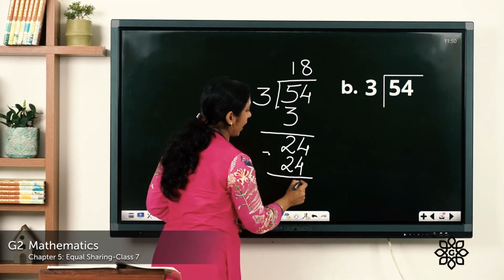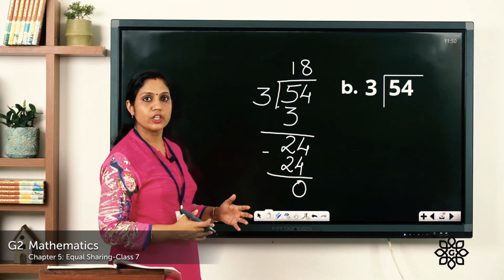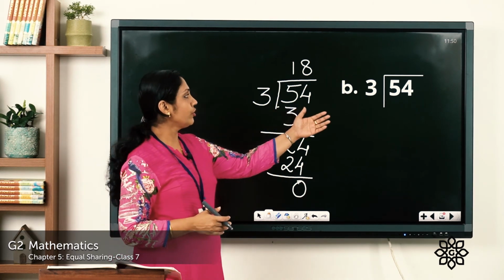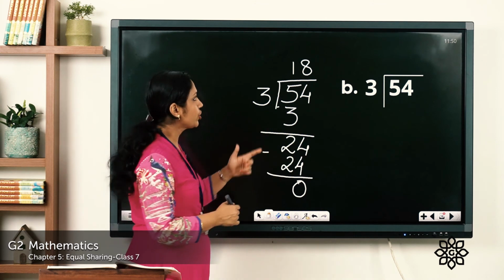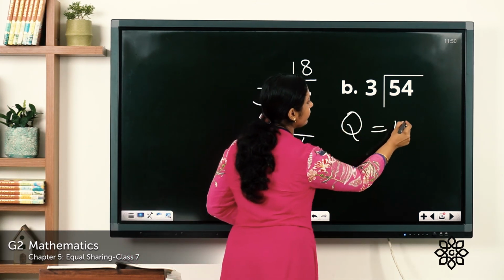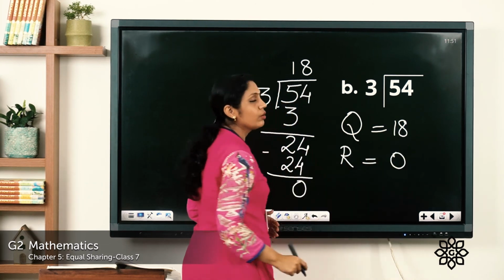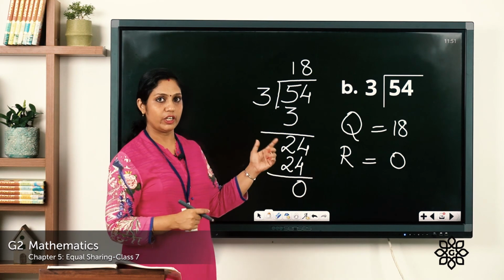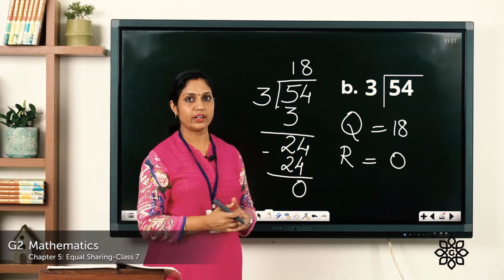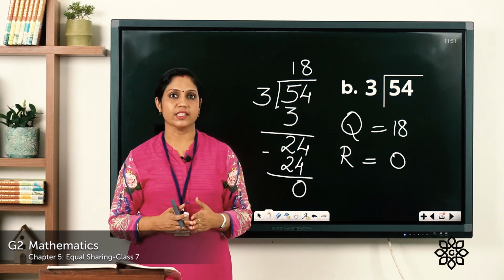Now subtract. We got 0 remainder. 24 minus 24 is 0. So 54 divided by 3, the quotient is 18. That is Q is 18 and the remainder is 0. So always when dividing, write the quotient and the remainder. So similarly, you can do the rest of the exercises.